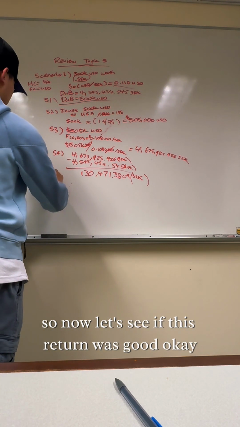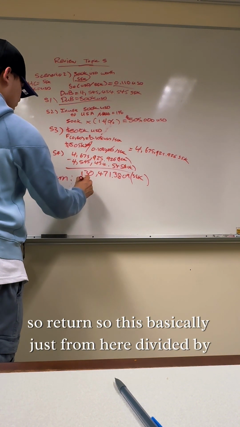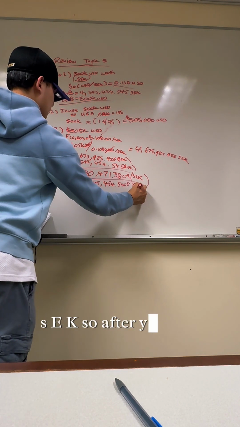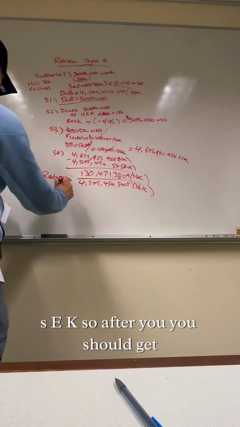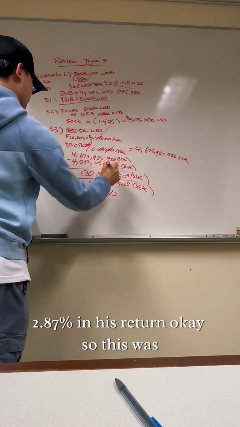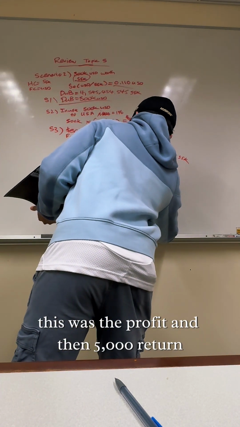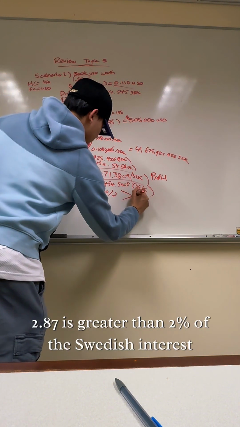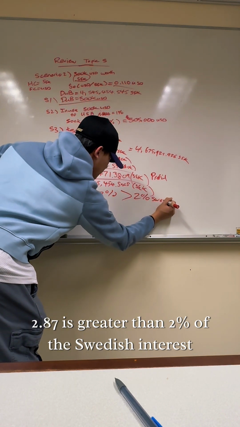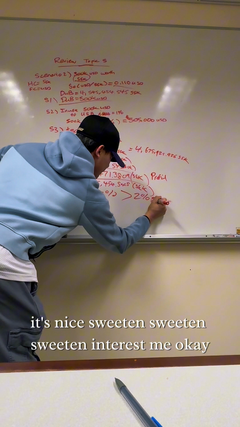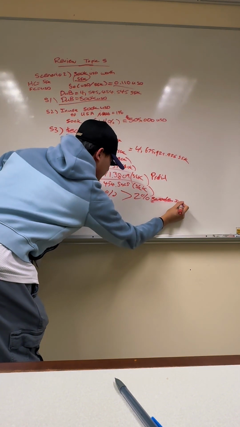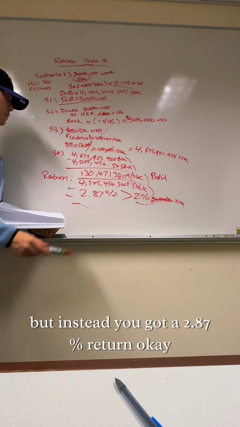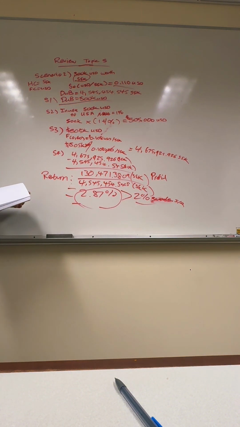So now let's see if this return was good, okay? The return is basically the profit from here, divided by the original amount he had. So after that, you should get a 2.87% return. So this was the profit, and the return is down here. To see if this was a good return, we know that 2.87% is greater than 2%, the Swedish interest rate. So this was a good investment. If he were to put it into a savings account, he would only get a 2% return, but instead he got a 2.87% return.